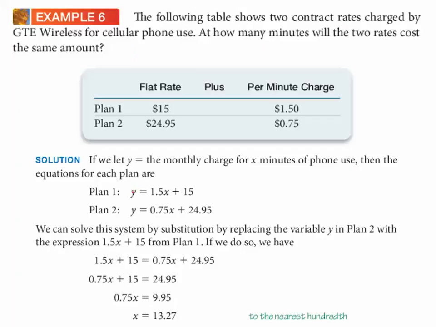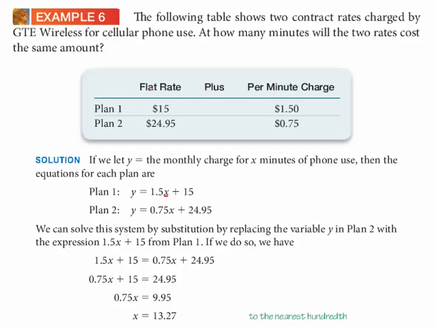It says you have plan A, and then it tells you what the y variable is. The y variable is the monthly charge. X is the number of minutes, so you do have to define those, but they're sort of defined in the problem itself. So it says the charge for plan A is a flat rate of $15. No matter how much you use, you're going to get a $15 charge. And then you're charged $1.50 per minute. So that's why you have the little x as a multiplier.